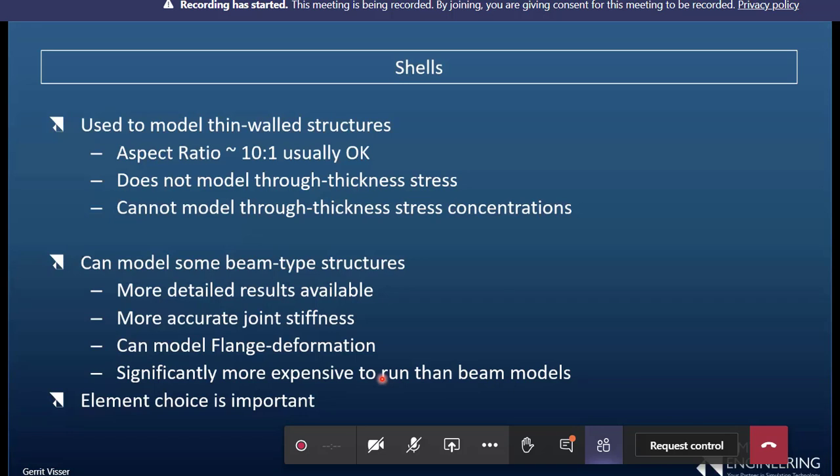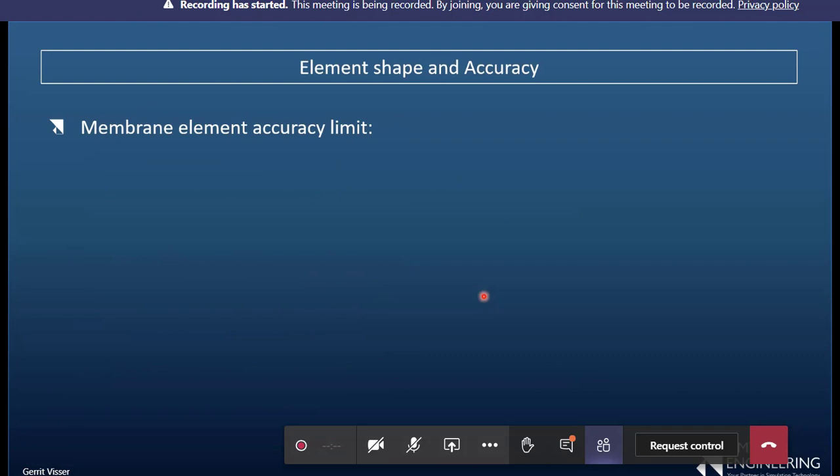Beam elements, with that beam orientation and so on that you have to check in the beam sections, can actually be a bit more of a pain to set up physically. But to run it itself is a lot faster. Another very important thing about shells is the element choice is really important.